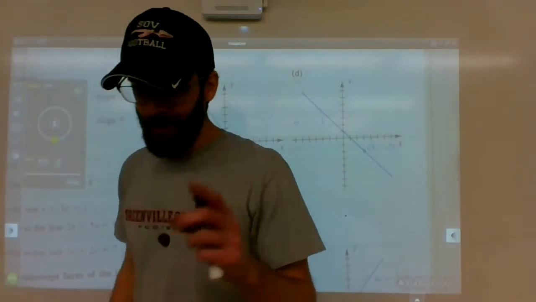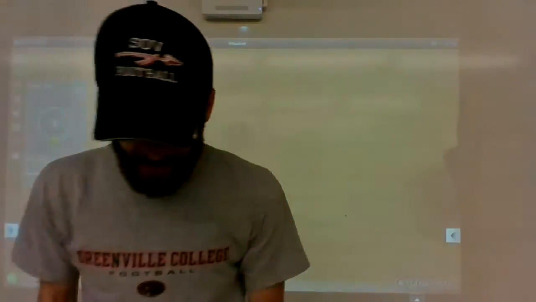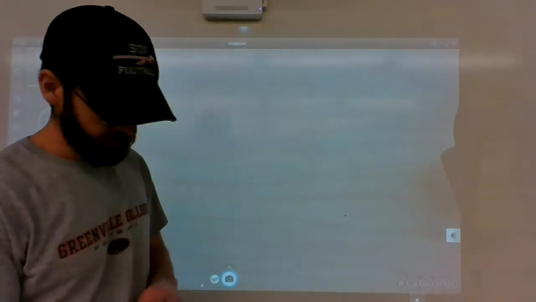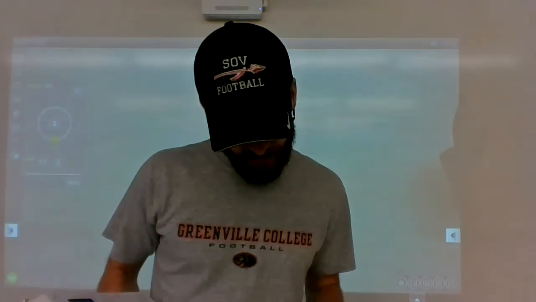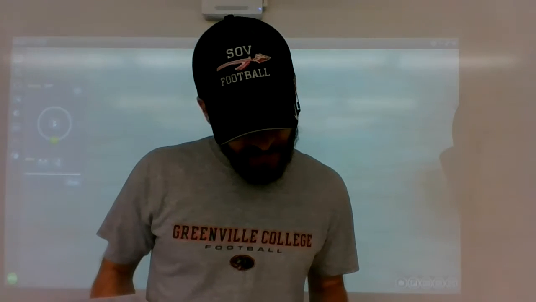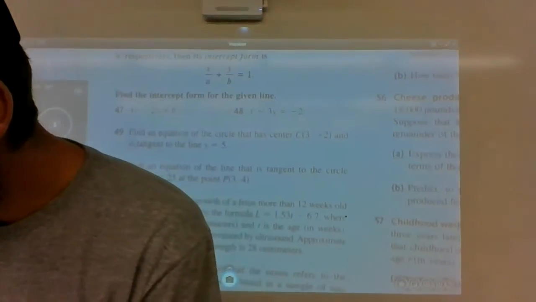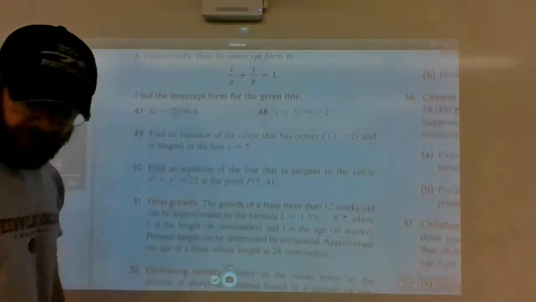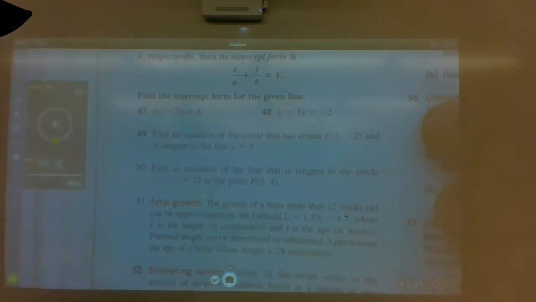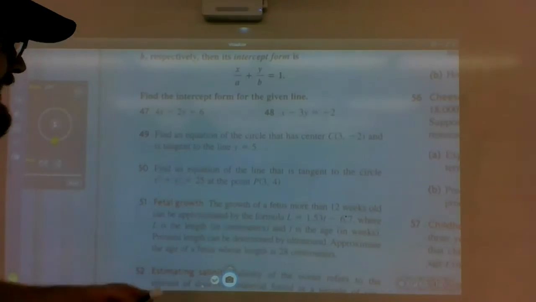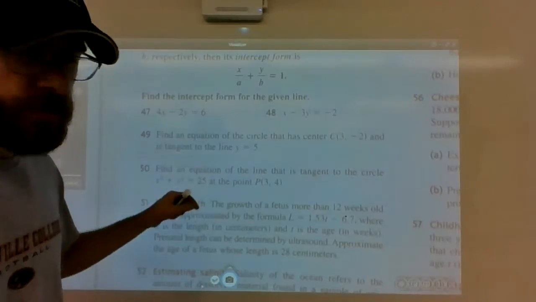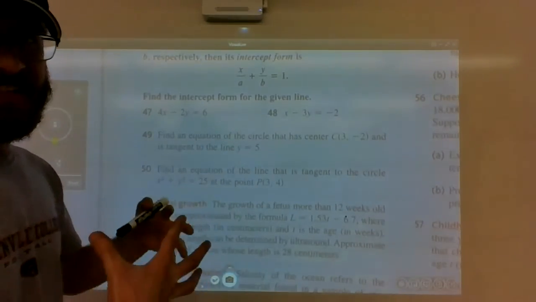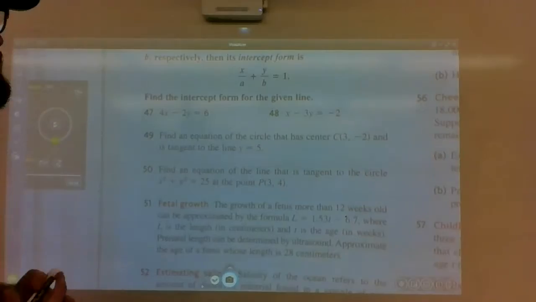All right. You know what? I want to do one more that I hadn't planned on doing. It seems like this would be a good follow-up to what we were talking about in the previous section, number 49. It says, find the equation of a circle that has a center 3, -2, and is tangent to the line y equals 5. So they're bringing in circles and lines together for us to think through.